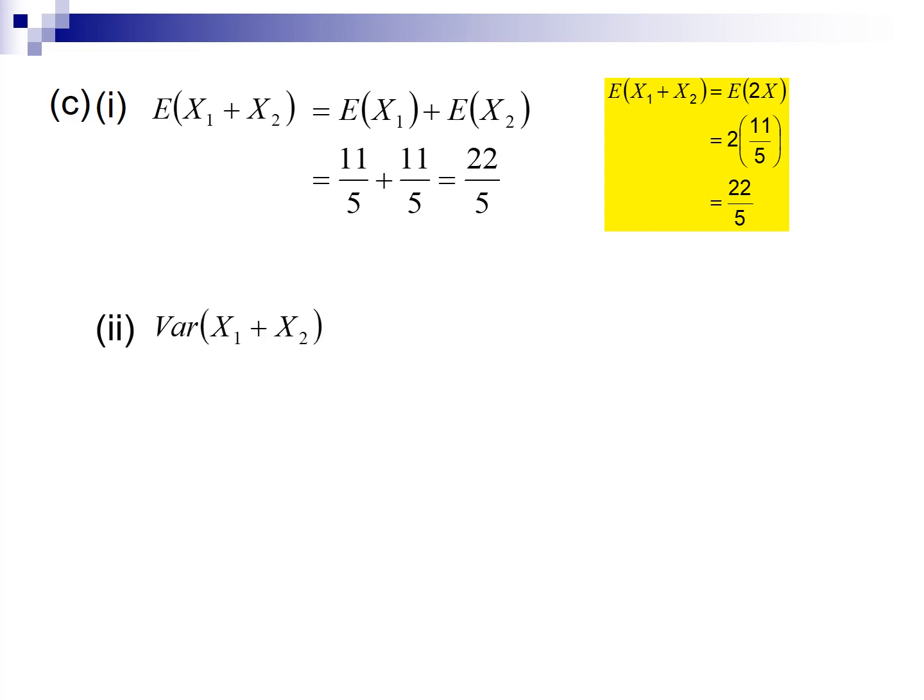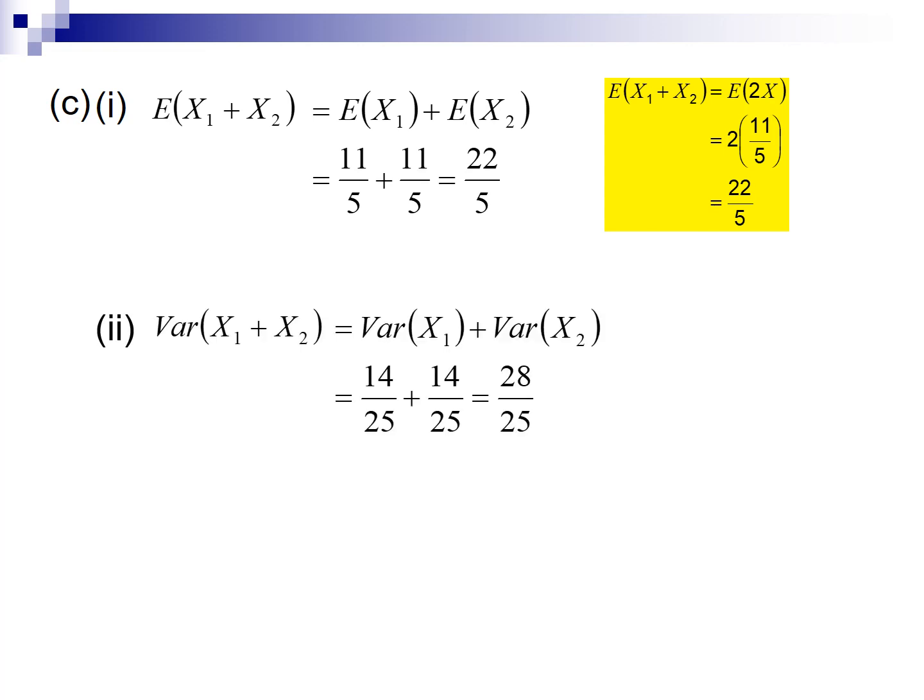And applying the law for variance, X1 plus X2 is variance X1 plus variance X2. Okay, variance X1 is the same as variance X2 because they are two independent discrete random variables taken from X, so they must have the same value of variance of X. So the answer is 28 over 25. Or we can use this formula. Variance of X1 plus X2 is 2 variance of X, which is 28 over 25. So they have the same values.